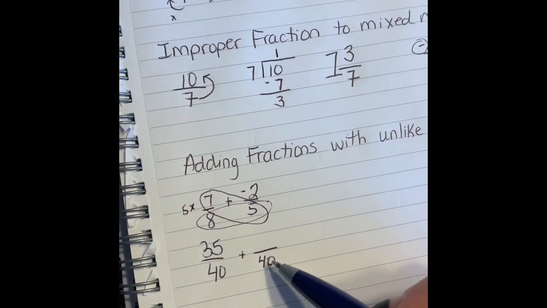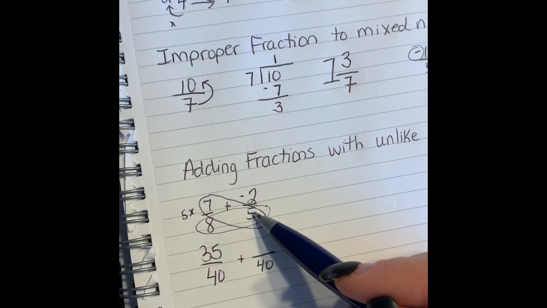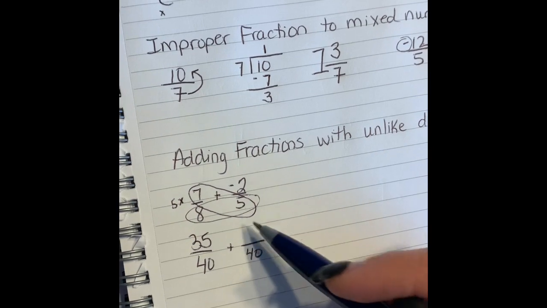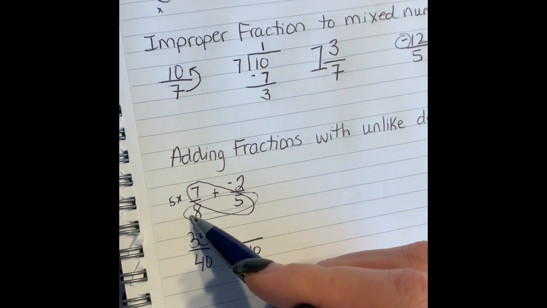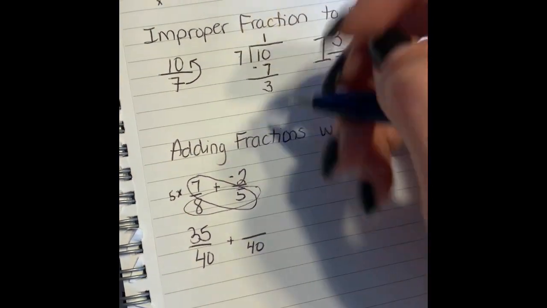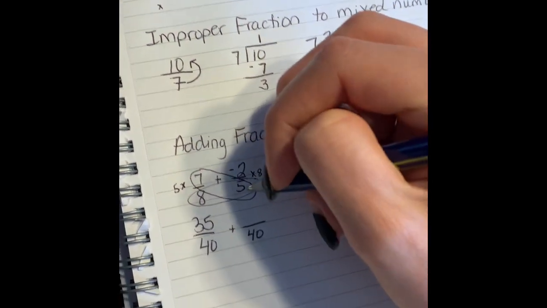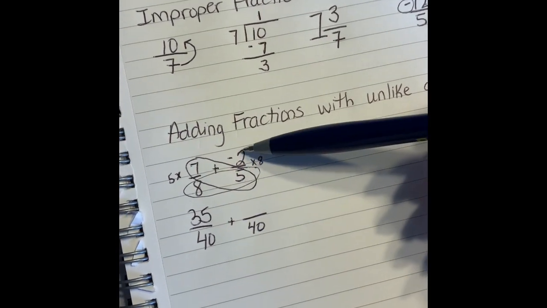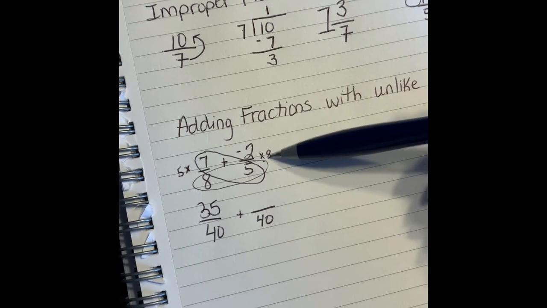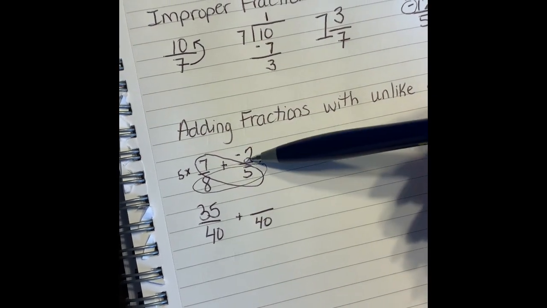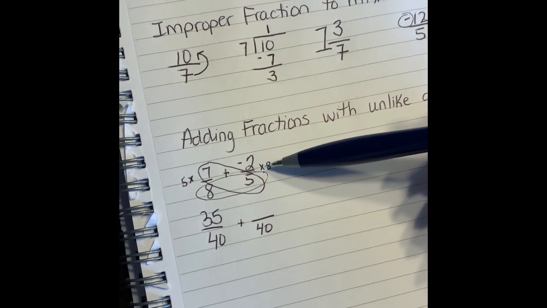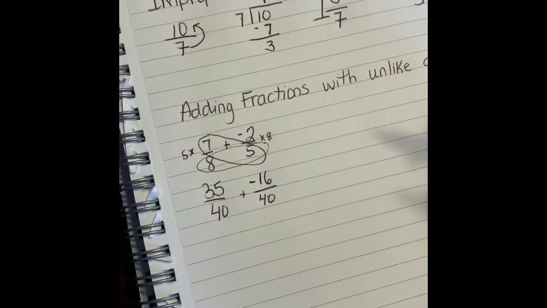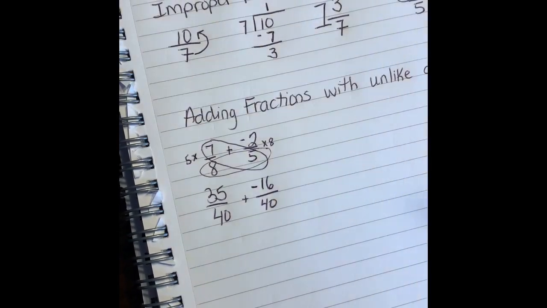So now I need to change my second fraction. I did not multiply this one by 5. 5 times 5 gives me 25, not 40. So here I multiply this fraction by 8, the one on the opposite side. If I multiplied my denominator by 8, 5 times 8 gives me 40. I also need to multiply my numerator by 8 in order to keep this fraction equal with the one above it. So negative 2 times 8 gives me negative 16.